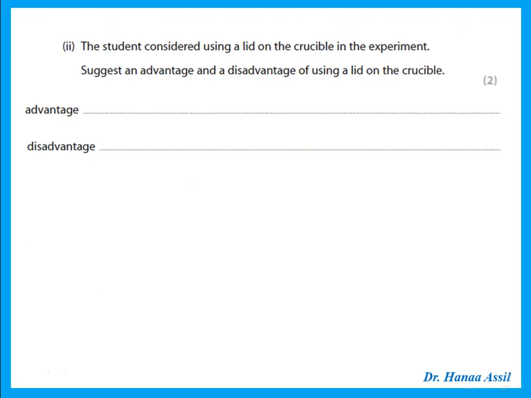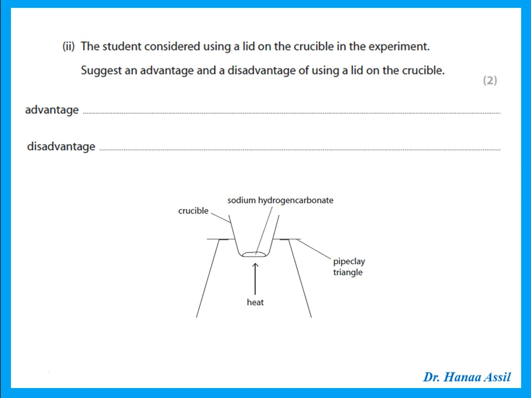The student considered using a lid on the crucible. So he said, with this crucible, I should put a lid. Suggest an advantage and a disadvantage of using a lid on the crucible. What would be the advantage? If I cover this, remember, I'm trying to heat a solid. If I leave it without a cover, then some of the solid may be lost from the crucible. So when I cover it, the advantage is it prevents loss of solid during heating.